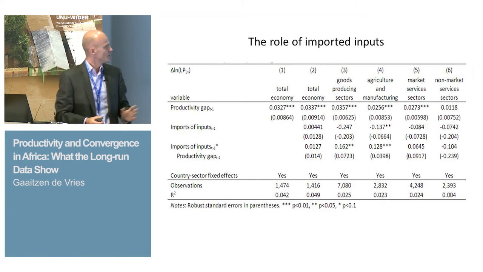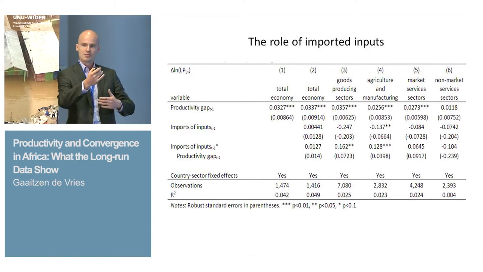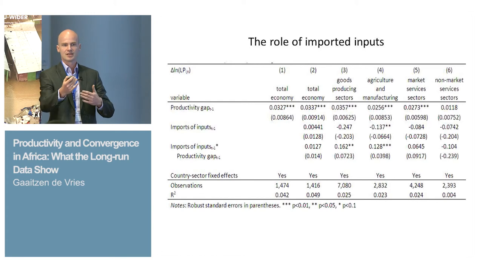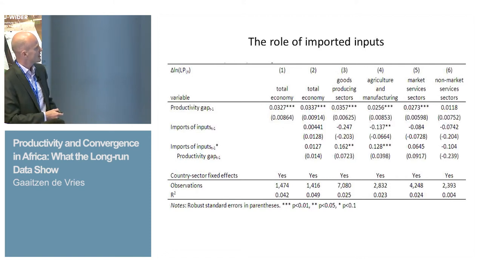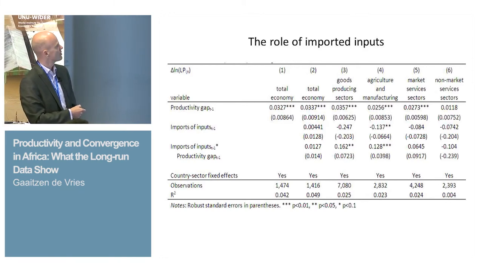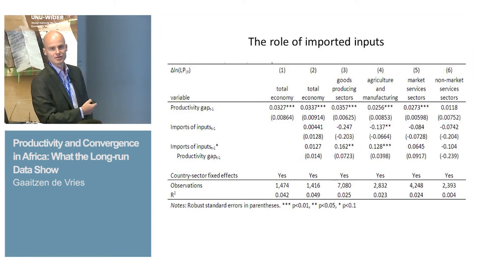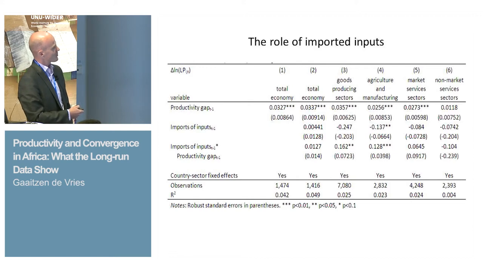So, some of the econometrics of this paper. What I do here is I try to bridge these micro findings on the effect of imported inputs to the more aggregate analysis. If you focus first on column one, you see that the larger the productivity gap, the larger the effect will be on productivity growth. This is the correlation I showed you in the beginning. So that's the positive effect, and it's significant across all these specifications.